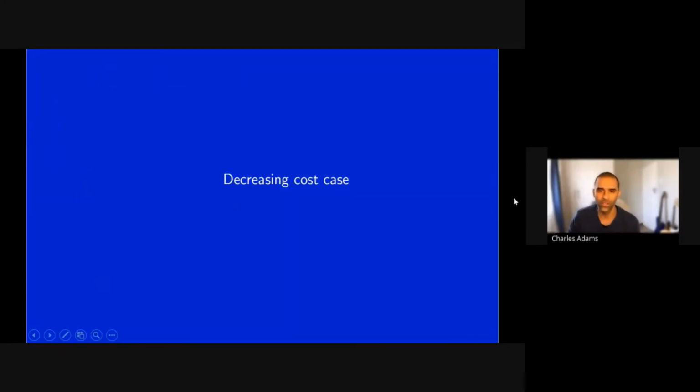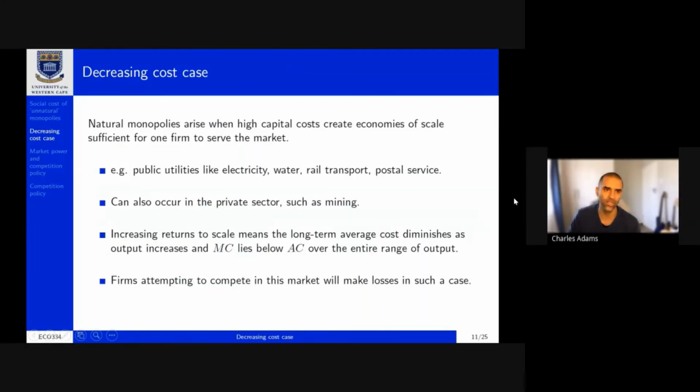Now let's consider the case of the natural monopoly. This is the case where you have decreasing costs as a given firm expands its production: the average cost goes down, which in turn suggests that firms should produce as much as they can, as long as the average cost is going down.